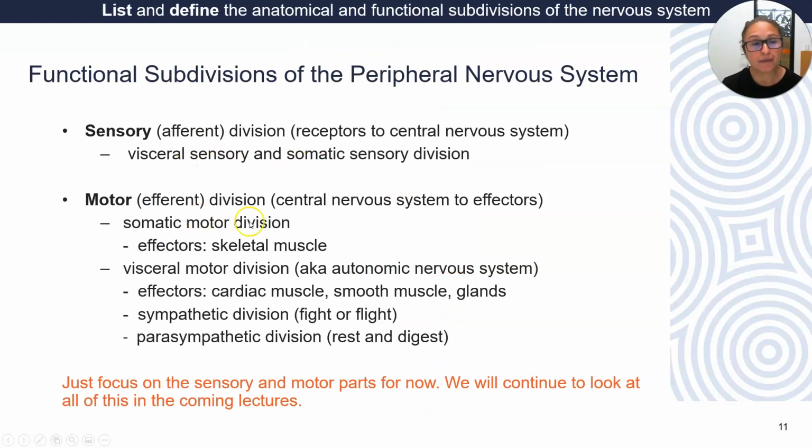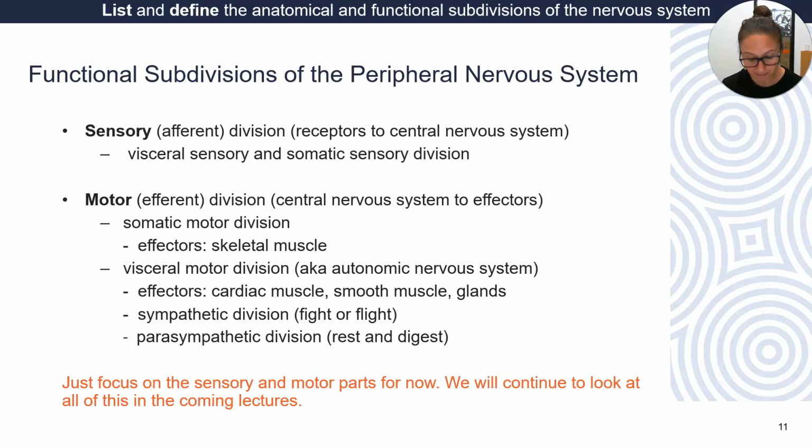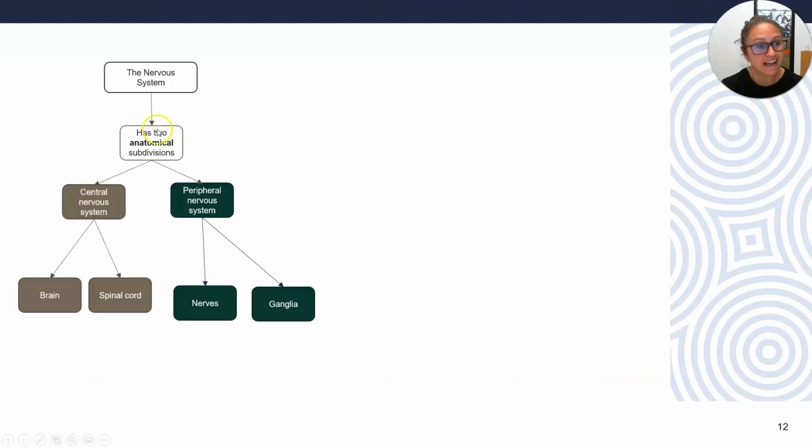Now, there's a lot of information on this slide, but what I want you to understand is that the nervous system is divided up two ways. And maybe read this slide after we go through it here. So it has an anatomical subdivision, based on just the structure: a central nervous system, peripheral nervous system, brain and spinal cord. We did this already.